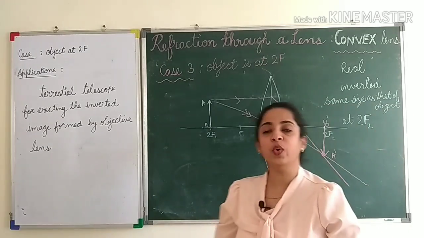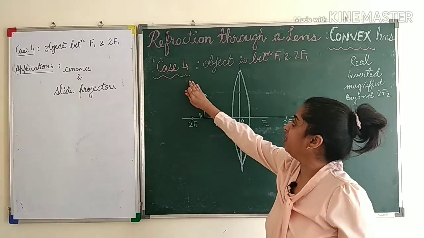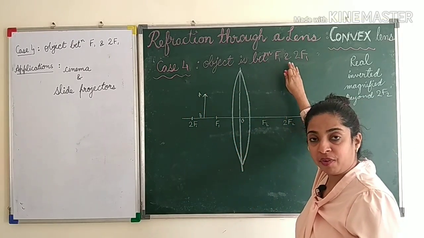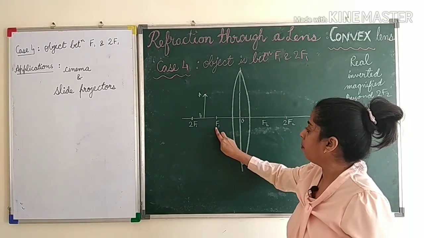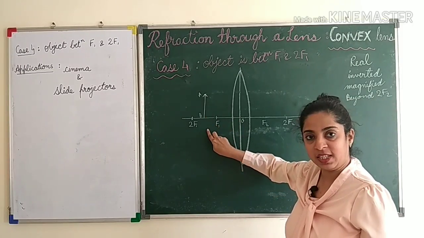Now we'll go on to case 4. So now we'll start with case 4. In this case, object is between F1 and 2F1. So I have kept the object between F1 and 2F1 and labeled it as AB.